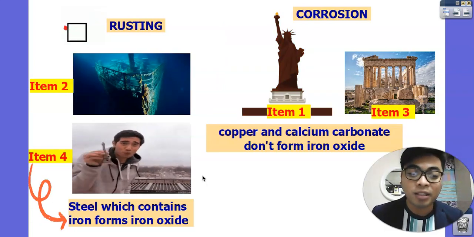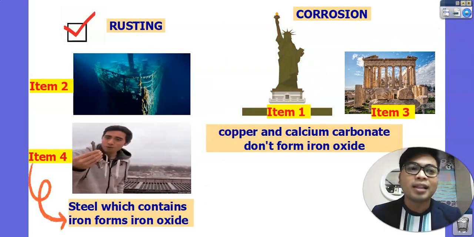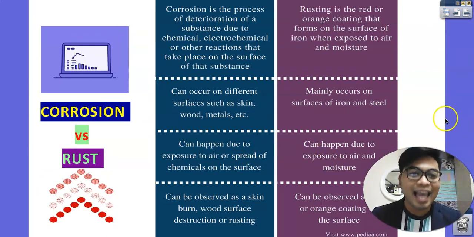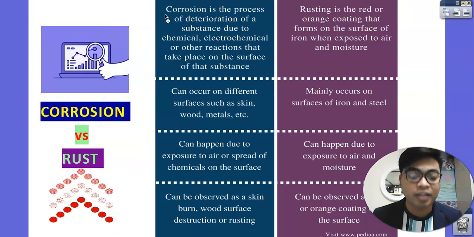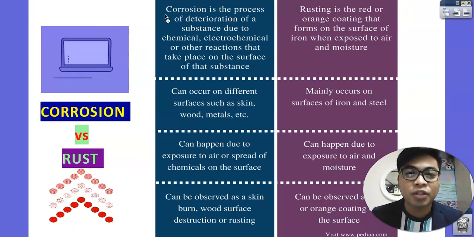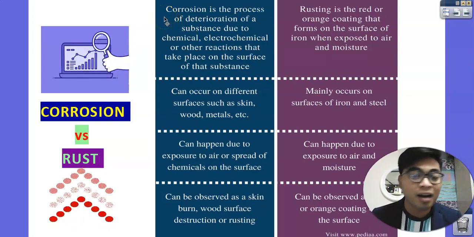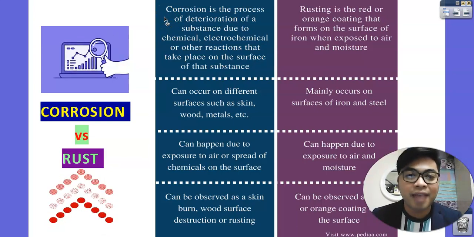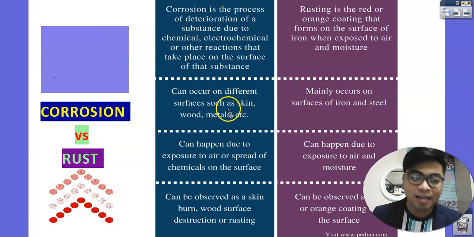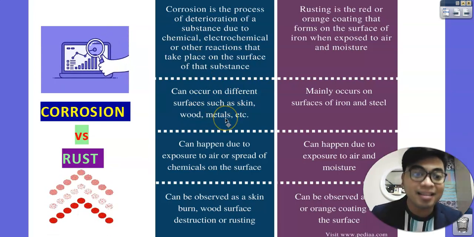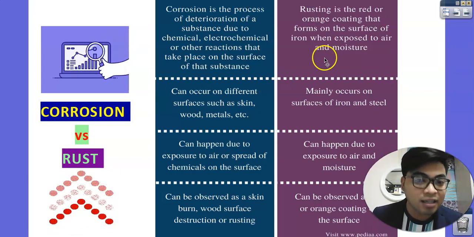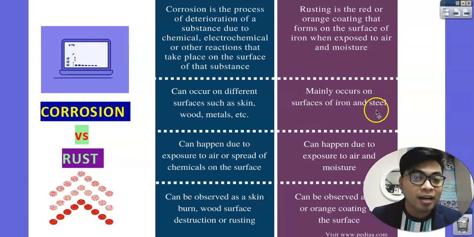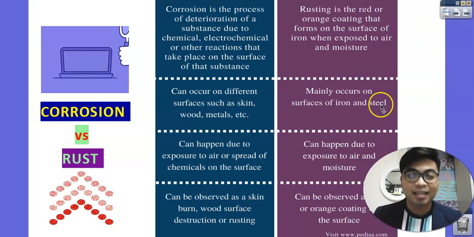So what process is involved here? It's corrosion. So what is the difference between corrosion and rust? I want you to focus your attention here and here. Corrosion is just a process of deterioration. Deterioration means destruction of a substance due to a chemical or electrochemical or other reactions that take place on the surface of that substance. It can be skin, if it's sensitive, wood, and metals other than iron. However, rusting is the red or orange coating that forms on the surface of iron when exposed to air and moisture. And basically, it only occurs on iron and steel. Why steel? Because steel contains iron.